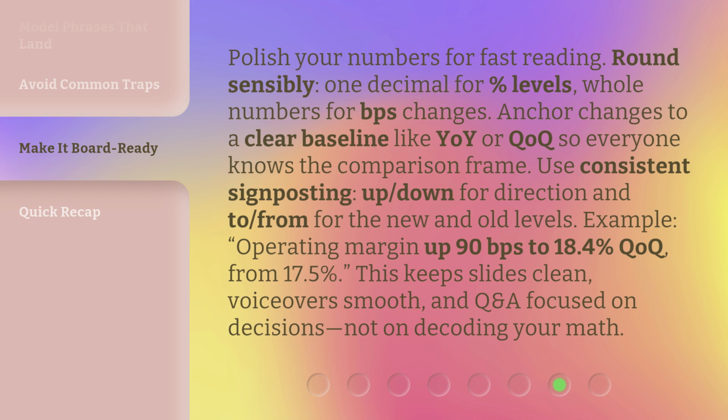Example: operating margin up 90 BPS to 18.4% QOQ from 17.5%. This keeps slides clean, voiceover smooth, and Q&A focused on decisions, not on decoding your math.